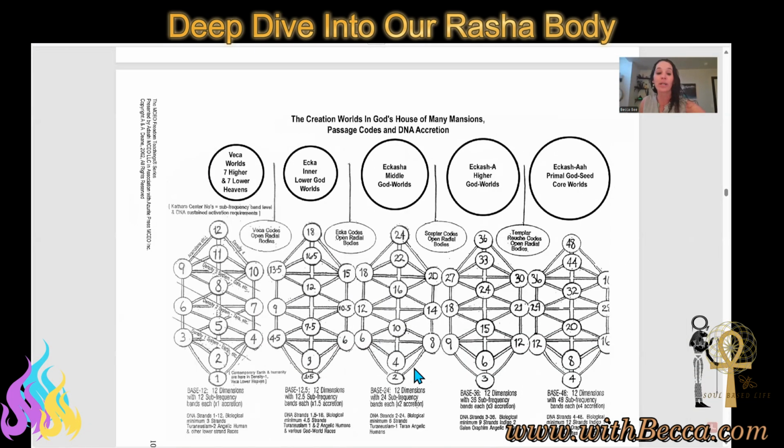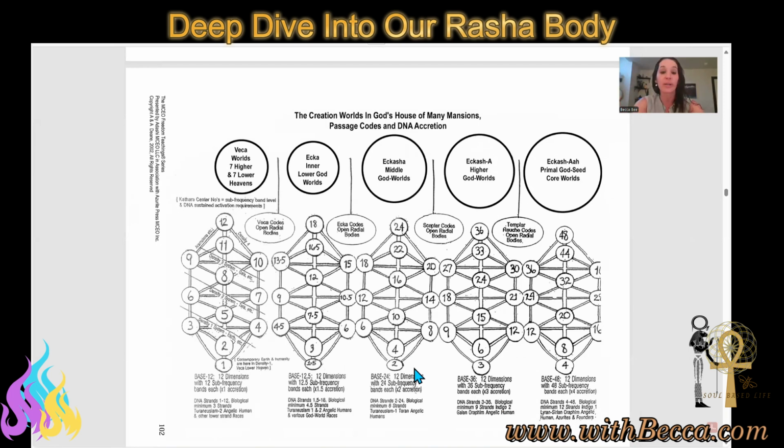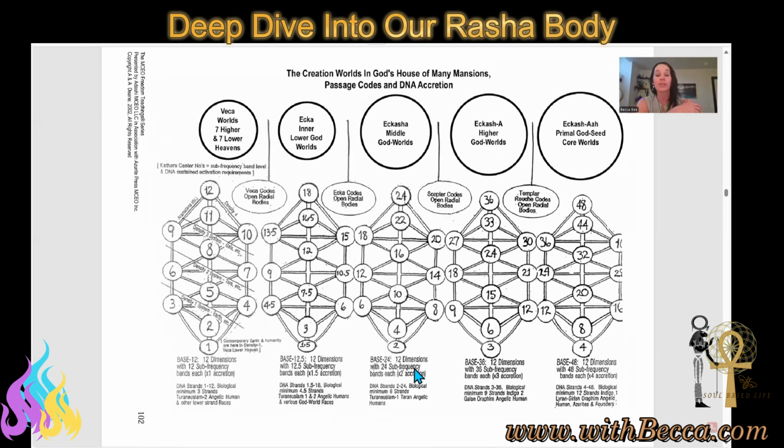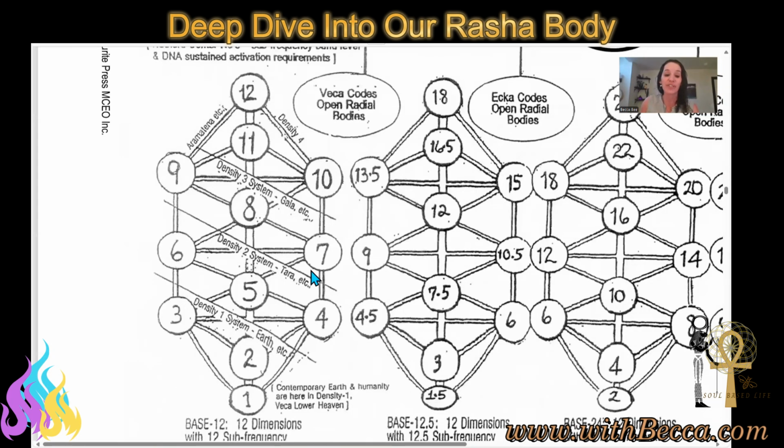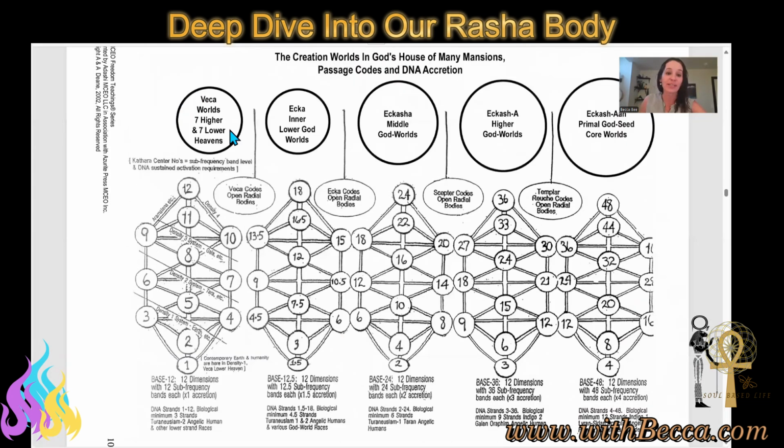This is coming from page 102 in the Dance for Life book. You can go ahead and pull this up. I'm actually going to show it to you from another book as well. As we look at this, this is the creation of the God worlds, the God's house of many mansions. This is the passage codes and DNA activation. We exist over here within this 12 sphere, or this 12 tree grid of life. We exist within what is referred to as the 7 lower heavens. We are in the furthest down creation. We're in the most crystallized light fields of creation.